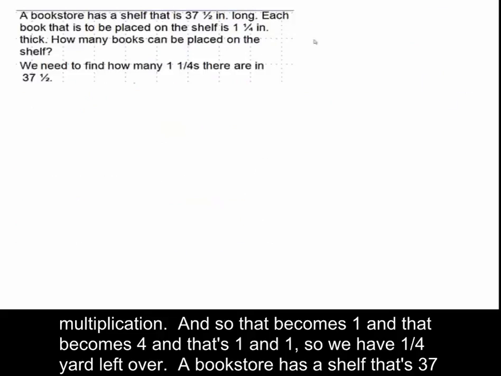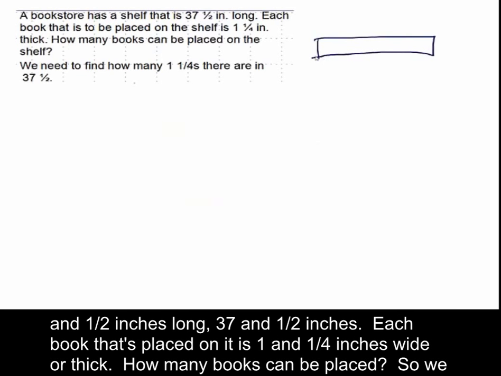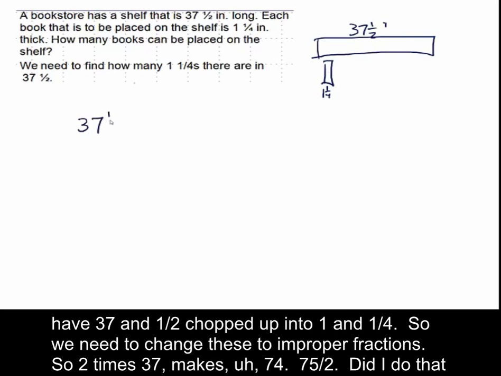A bookstore has a shelf that's 37.5 inches long, 37.5 inches. Each book placed on it is 1 1/4 inches wide or thick. How many books can be placed? So we have 37.5 chopped up into 1 1/4. So we need to change these to improper fractions.